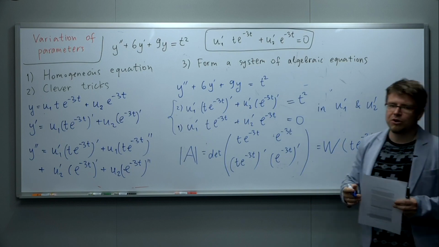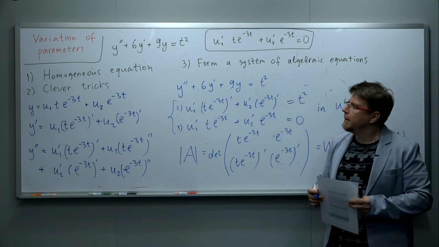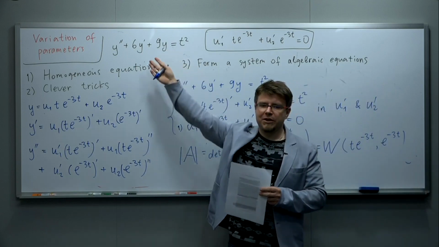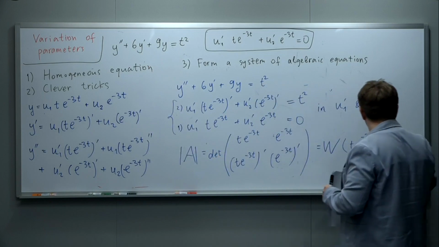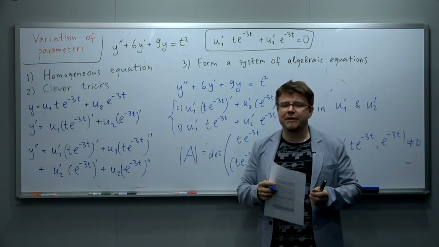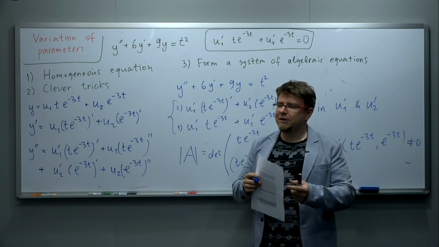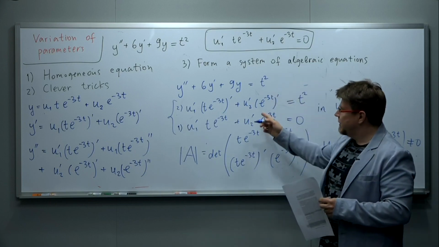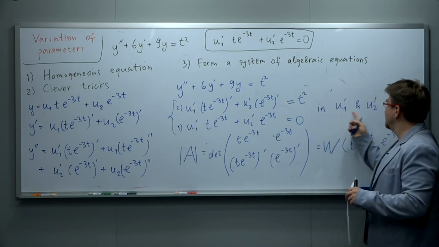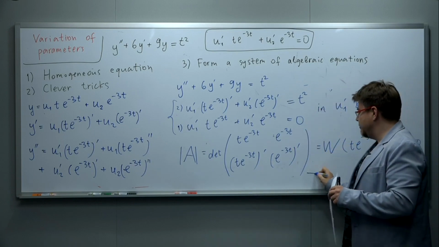But these two functions were chosen so that they form the linearly independent solutions of the homogeneous equation. Which means that the Wronskian is not zero for any value of t. And for instance, it means that this system of equations in unknowns u1 prime and u2 prime has a unique solution.